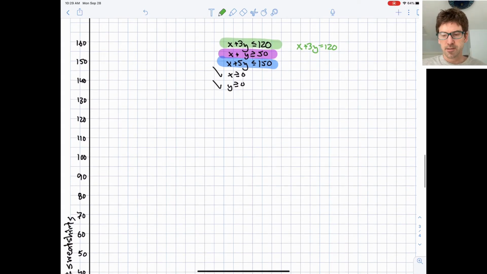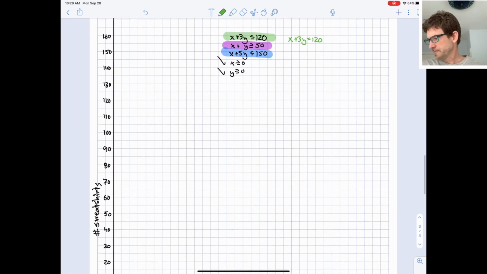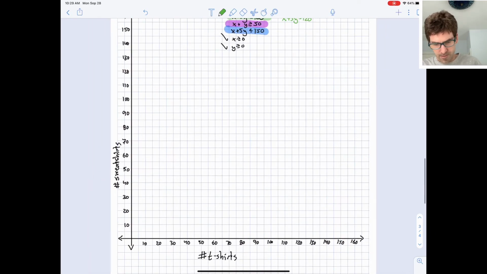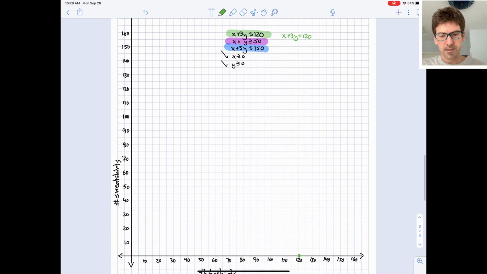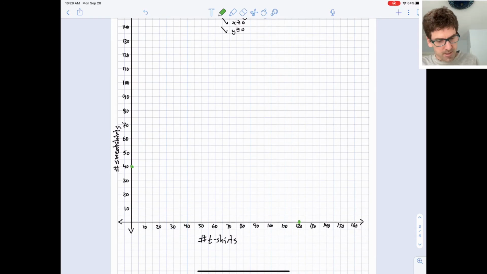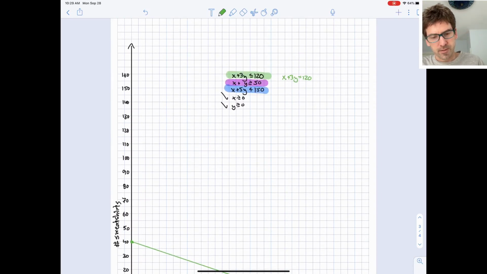So if y is 0, x will be 120. So that's a point right there. And if x is 0, y will be 40. So that's a point right there. Okay, and so I can go ahead and plot that boundary line. These are all solid boundary lines. That looks pretty good right there. Okay, so we have this one plotted up.